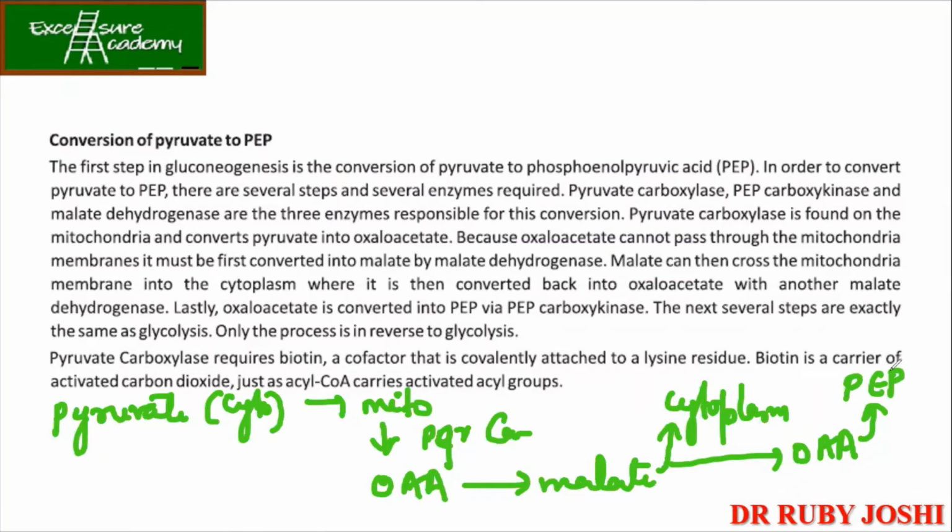So now finally the first step in gluconeogenesis has been done. What is that? Conversion of pyruvate to phosphoenol pyruvate. Okay, so I'm clear till here.